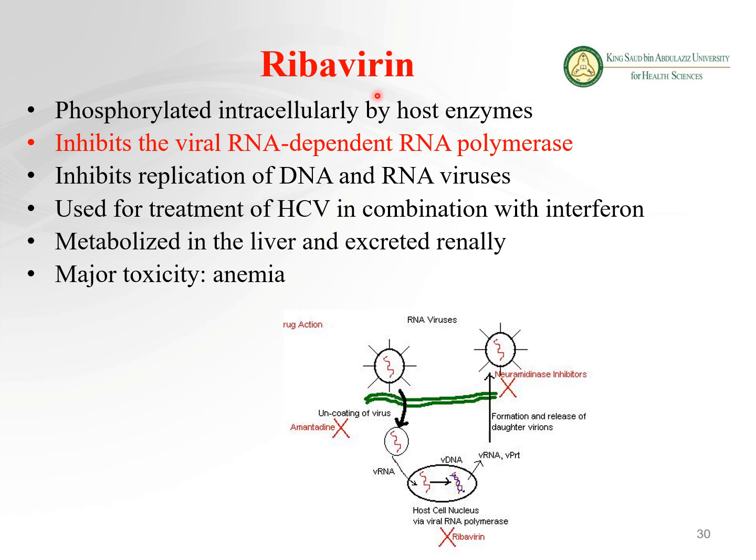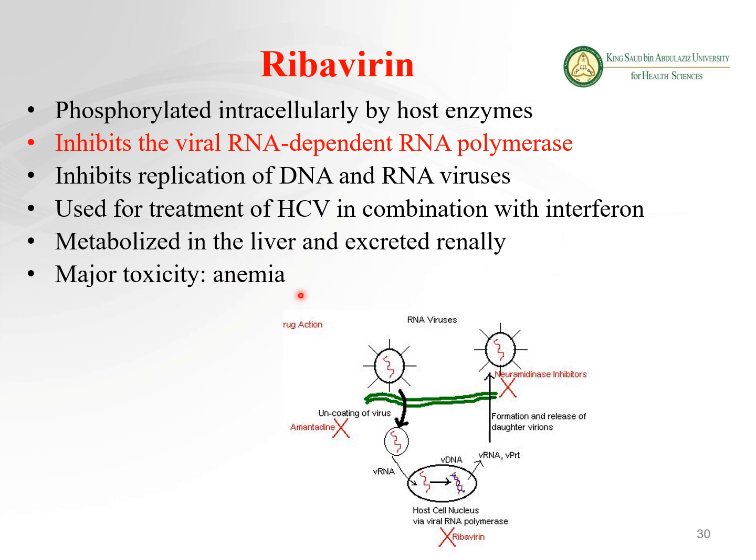Ribavirin is the second drug in these anti-hepatitis antiviral drugs. However, it is used in combination with interferon alpha. It is phosphorylated intracellularly in the host cells and inhibits the viral RNA-dependent RNA polymerase, and thus inhibits the replication of DNA and RNA viruses. That is why it is used in combination with interferon alpha for the treatment of hepatitis C virus infection. It is metabolized in the liver and excreted renally.